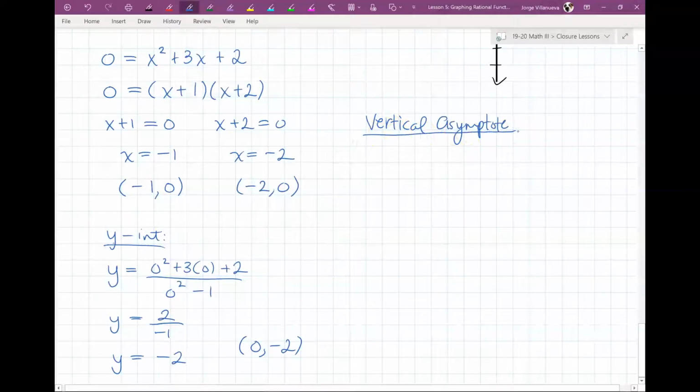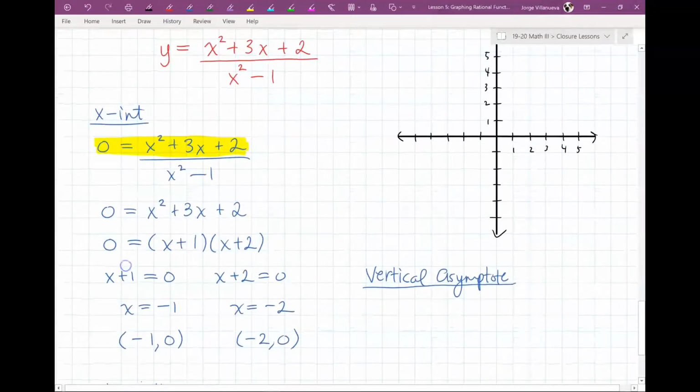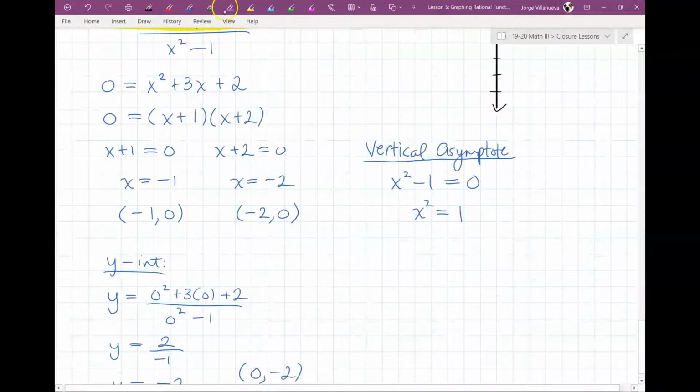Now my vertical asymptote, I have to look at the original function. So there it is. And I notice the denominator is x squared minus 1. So I put x squared minus 1 and I set that equal to 0. Well, that basically means that x squared has to equal 1. Now I take the square root of both sides. So I get that x has to be plus or minus 1. Okay, so a positive 1 and a negative 1. x has to be -1 and x has to be positive 1. All right, great. So we know that to be the case.